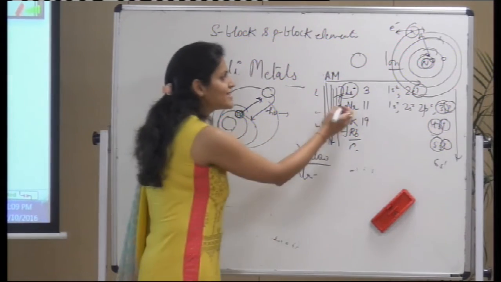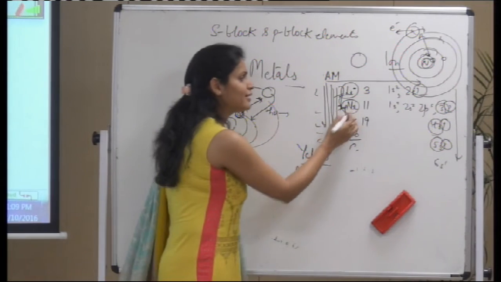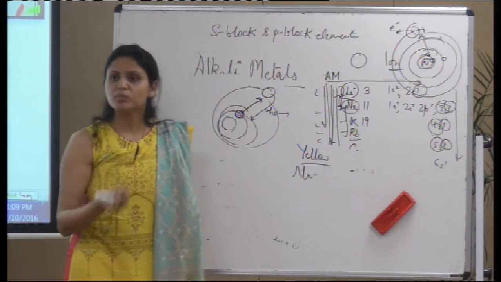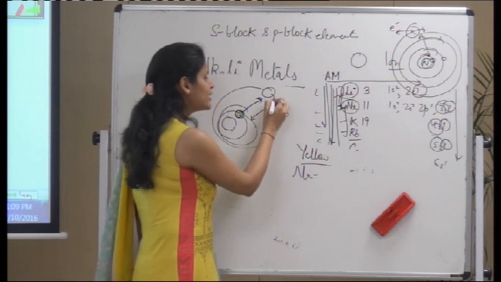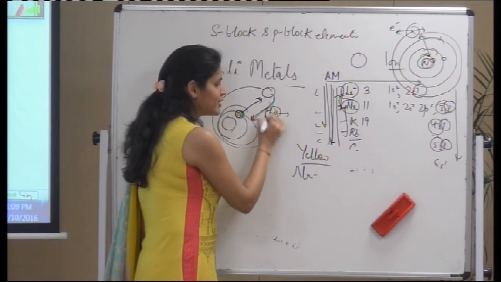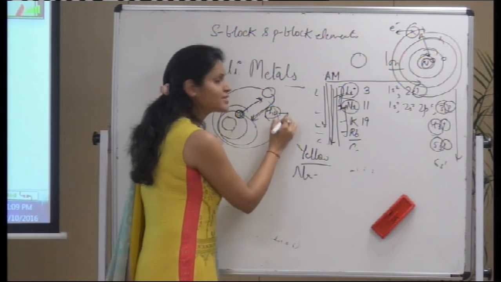So why is it yellow? Because when heat is provided to the sodium metal, the electron from the outermost shell gets excited to another higher energy level, and while returning to its original shell, it releases visible light. Okay, that is why it appears colored.